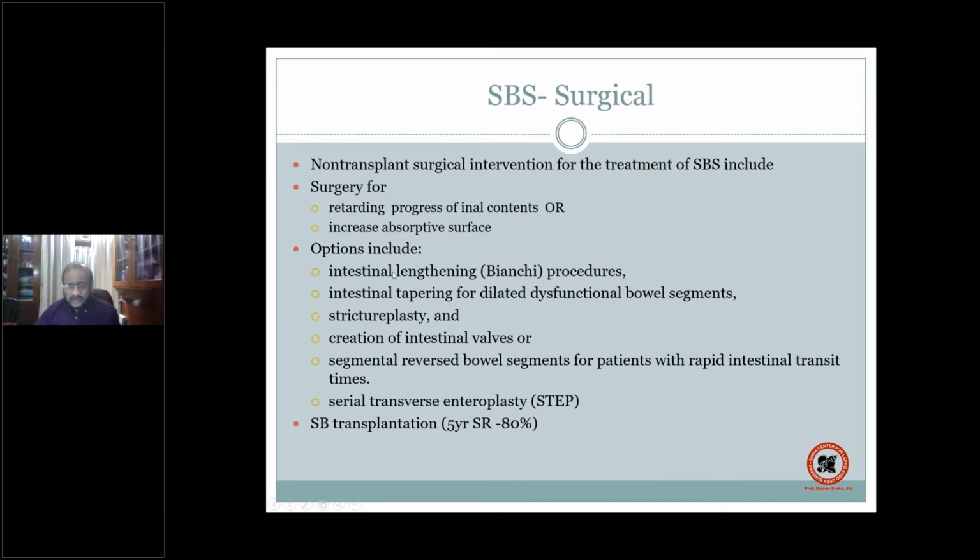And what are the options? One, you can increase the length of the intestine by the Bianchi procedure. That means you're actually converting 1 foot into 2 feet of bowel. Intestinal tapering for a dilated dysfunctional bowel segment. There's a huge dilatation of the bowel, non-functioning. You can taper it. You can do a stricturoplasty. You can create intestinal valves.